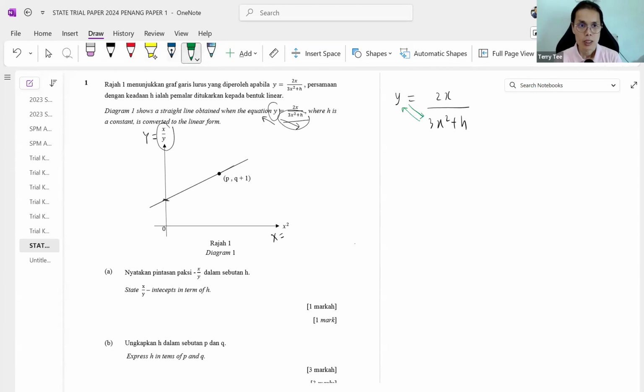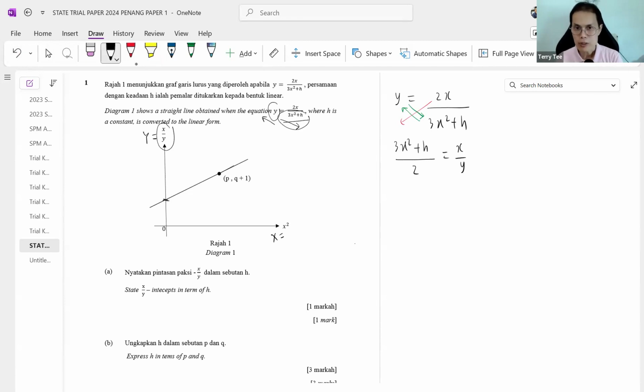At the same time, I'm going to bring the x over. The 2 over x we're going to maintain, because we need y over x over y. So bring the 2 down. So it's going to look like this. You have 3x squared plus h over 2 equals x over y, because we need to make x over y as the subject.